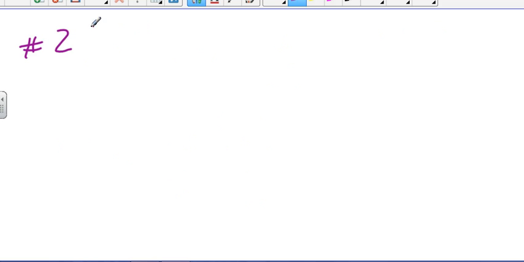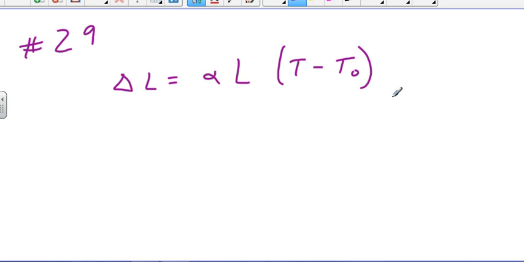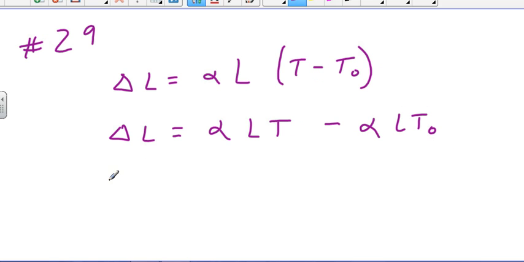Number 29. Okay, so the change in length of something is going to be the coefficient of expansion times the original length times the change in temperature. And we want to solve this for T, the temperature. Okay, so change in length, alpha L T minus alpha L T naught. Change in length plus alpha L T naught is equal to alpha L T.